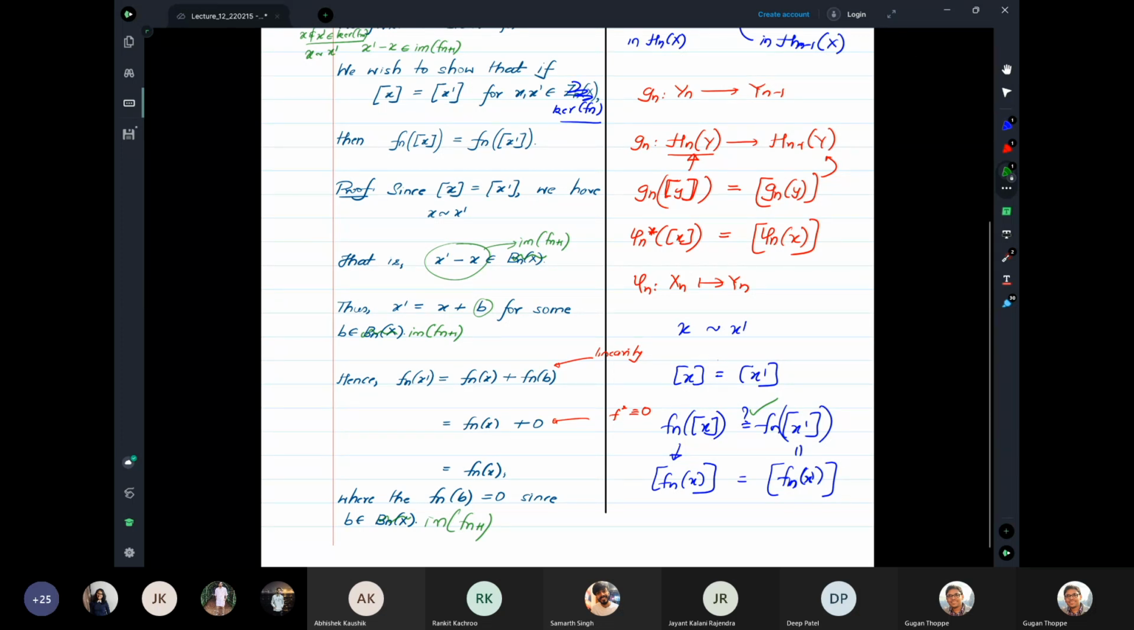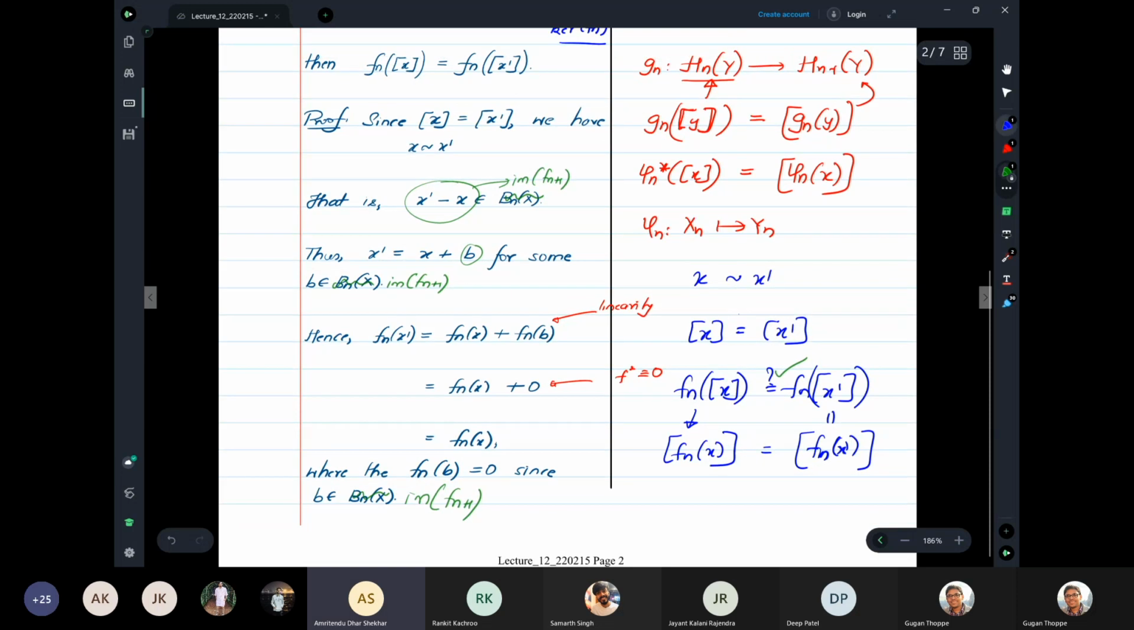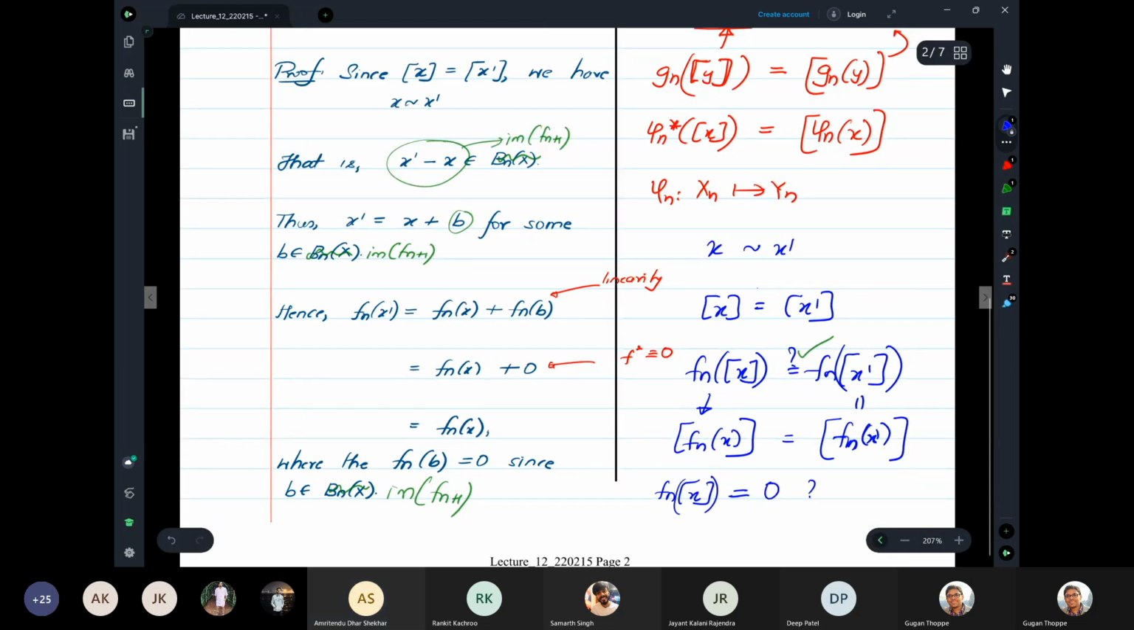Sir, shouldn't the map fn just be zero? Fn of what should be zero? Like the way we are defining the fn over these equivalence classes. So your claim is that it should be zero. Is that your claim? Yes, yes. Because fn of X belongs to Bn minus 1. So let's just try to go over it step by step. I hope you first agree that this X over here belongs to Hn of X. Is this okay? Yes. So far, so good.